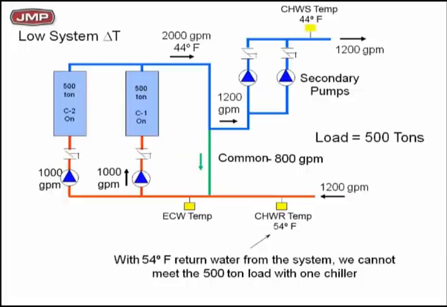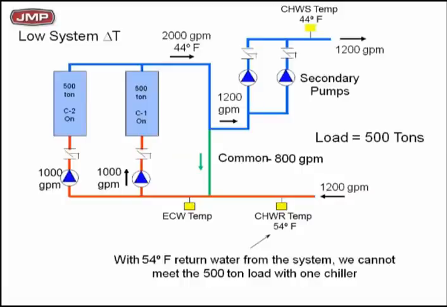Same setup before. I've got two chillers running, 2,000 GPM, 44-degree water being produced. I'm going out at 1,200 GPM at 44 degrees. I'm coming back 1,200 GPM at 54, not 56. We cannot meet the 500-ton load with one chiller. Slow down and take a look. Do the BTUs in your mind. I know we're in a hurry as always, but load is 500 tons. I'm having to run 1,000 tons worth of chillers. I'm having to run two 500-ton chillers to give you 500 tons because you have low delta T syndrome.